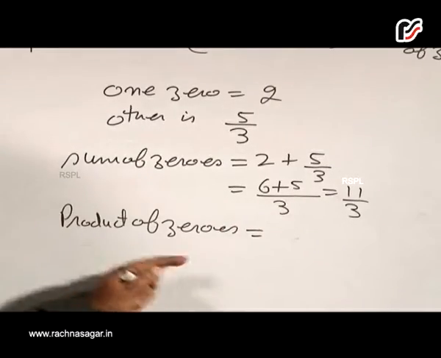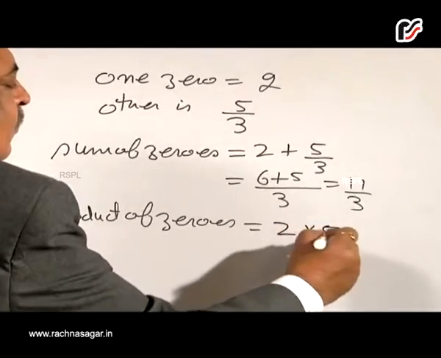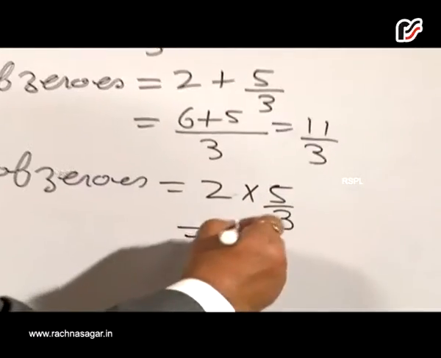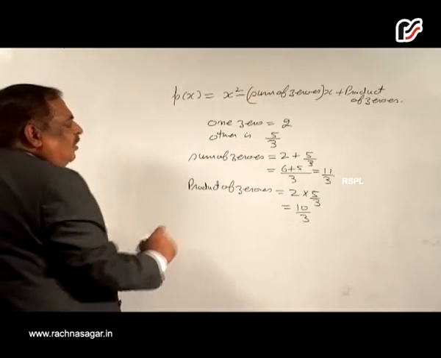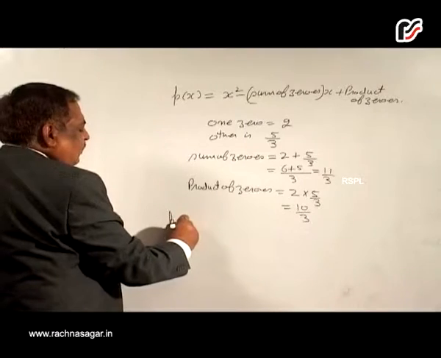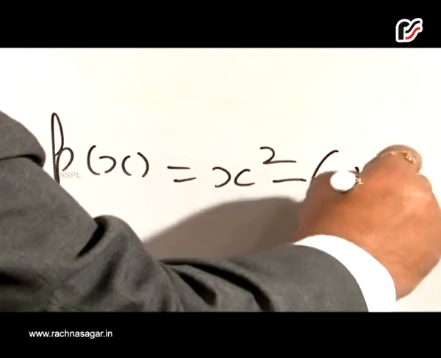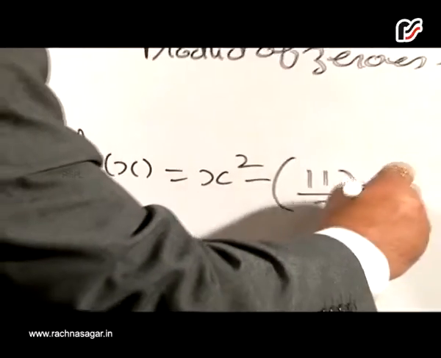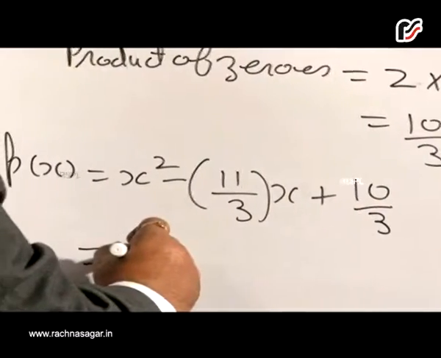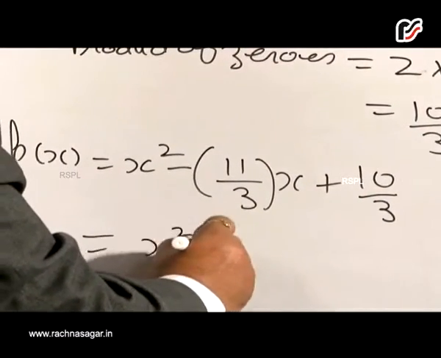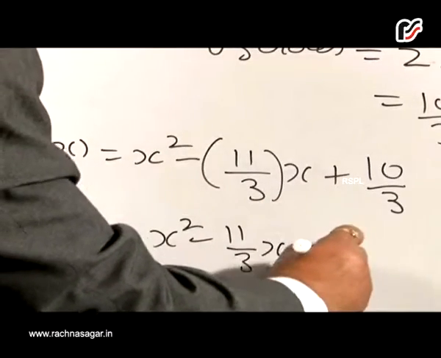Here to find the product of zeros, we will multiply the two zeros and what we get? 10 by 3. So using the formula, we get p(x) equals x square minus sum of zeros x plus product of zeros, or x square minus 11 by 3 x plus 10 by 3.